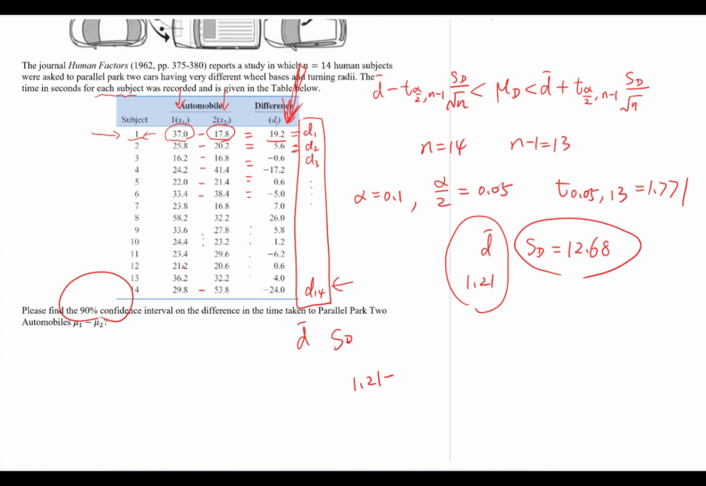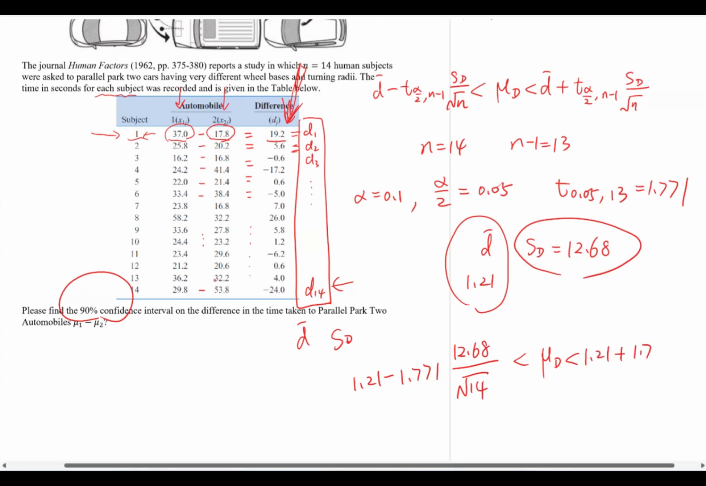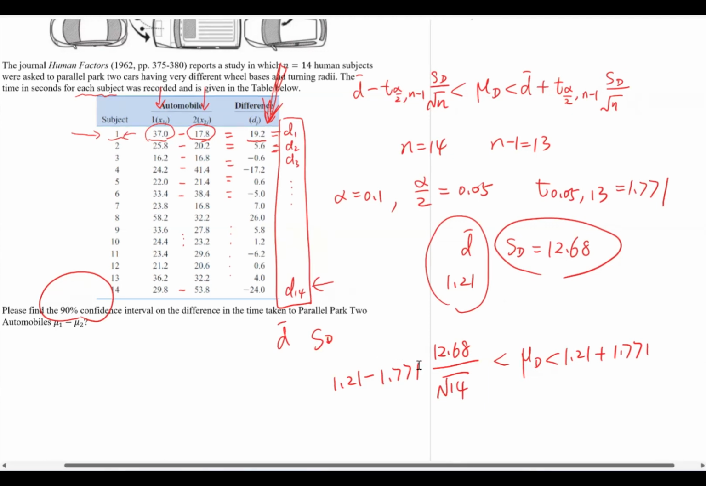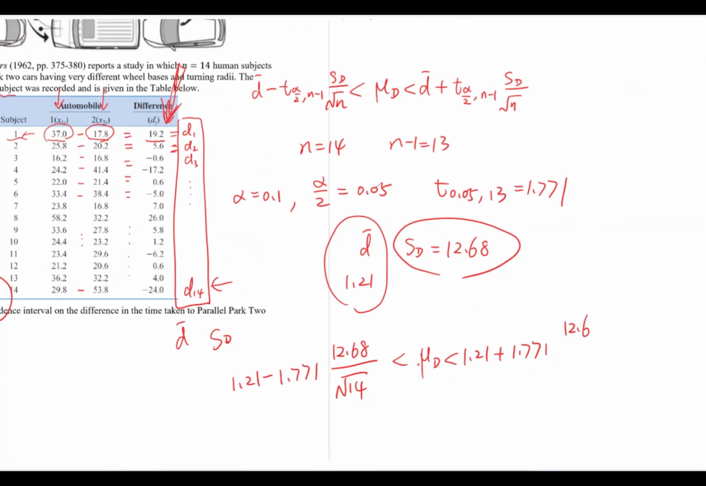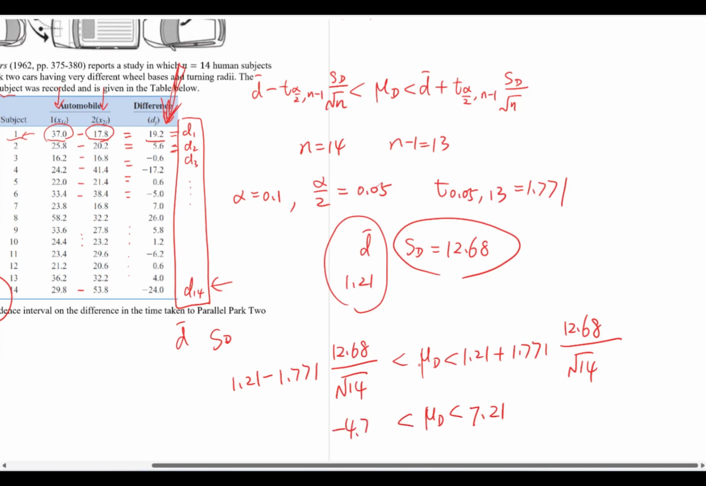So the confidence interval will become 1.21 minus 1.771 times sd, which is 12.68 over square root of 14, because we have a total of 14 differences, less than mu d, less than 1.21 plus 1.771 times 12.68 over square root of 14. So this part will be 7.21 greater than mu d, and greater than minus 4.79.